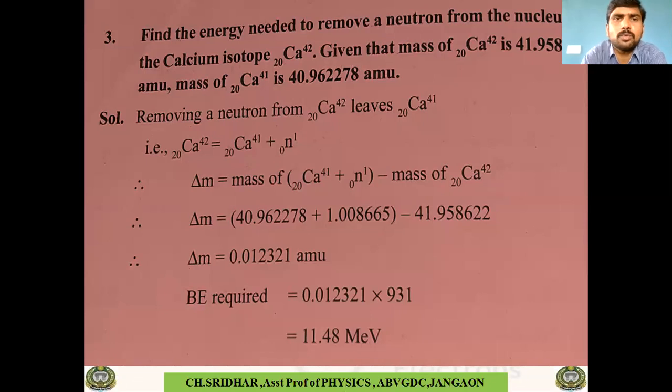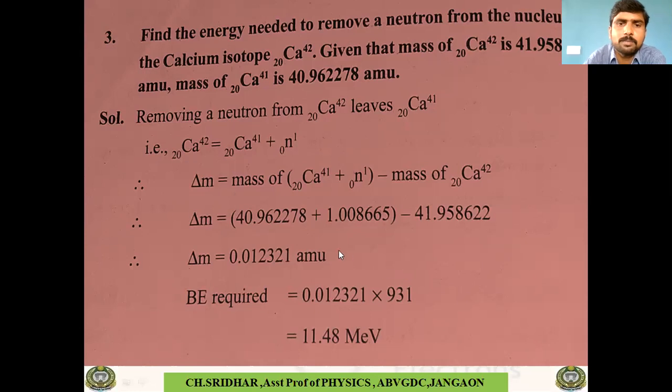If you want to remove a neutron from calcium 42, the difference in mass will appear as energy, and that energy is responsible for the removal of the neutron. Removing a neutron from calcium 42 leaves calcium 41. That is, calcium 42 equals calcium 41 plus 1 neutron, and the mass defect delta M is equal to the mass of calcium 41 plus the neutron minus the mass of calcium 42.